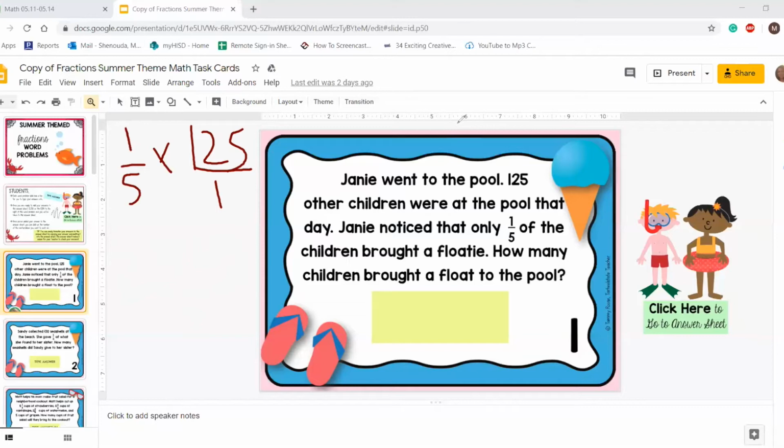Now that I have two fractions, I'm going to multiply the numerator times the numerator, which is the top number, and the denominator times the denominator. Denominator is the bottom number. 1 times 125 is 125, and 5 times 1 is 5.